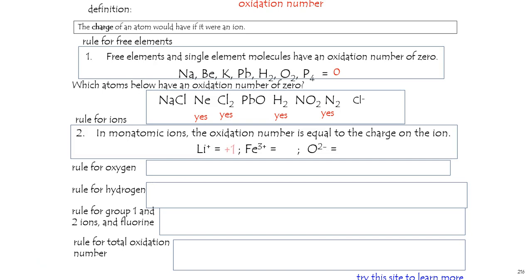In monatomic ions, just use the plain old charge, and it might be given, right? So lithium plus is +1. Fe3 plus clearly has a charge of +3. O2 minus has a charge of -2. That would also be its oxidation number, because it's as if it were an ion. Well, it is an ion.